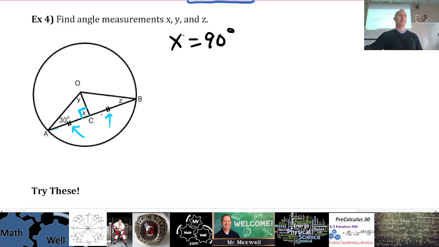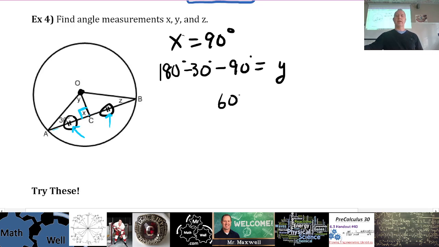Because that chord is bisected, and this side goes through the center. So you have the bisection, and you have this side going through the center, therefore x has to be 90. All right, well, what about y? Well, if you do 180 minus 30 minus 90, that's going to give you y. So 180 minus 90 is 90, minus 30 is 60. Very good. So we have x equals 90, y equals 60.